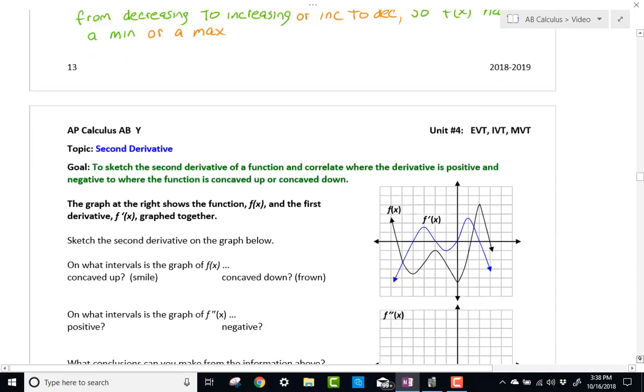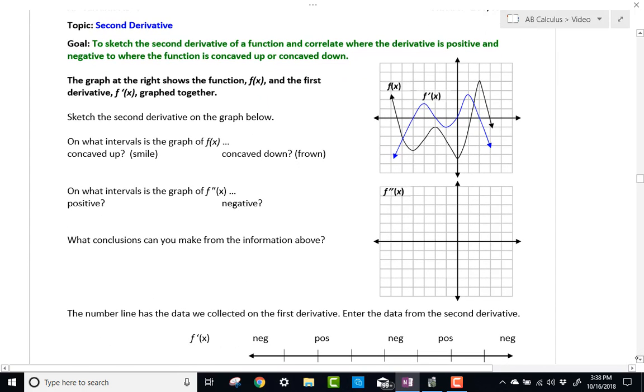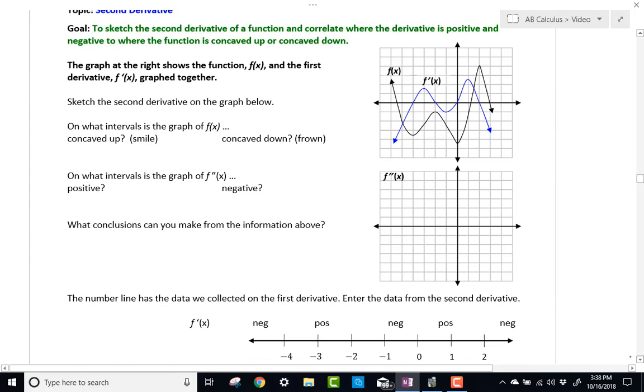All right, so now we're going to talk about sketching second derivatives here. Second derivatives are pretty much the same thing as sketching a first derivative. So it says the graph at the right shows the function f of x, and you can see that's in black here, and the first derivative f prime of x graphed together, so f prime of x is in blue. Okay, and again you can see where f of x is at a max or a min.